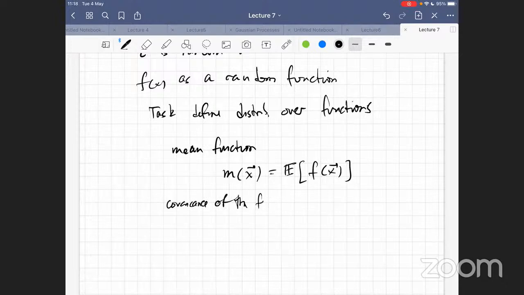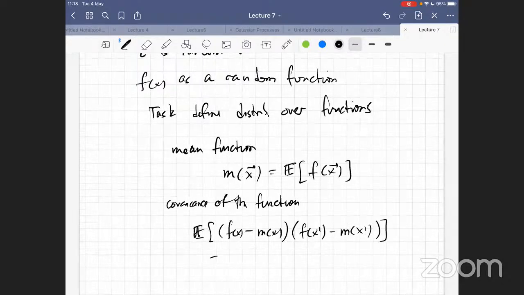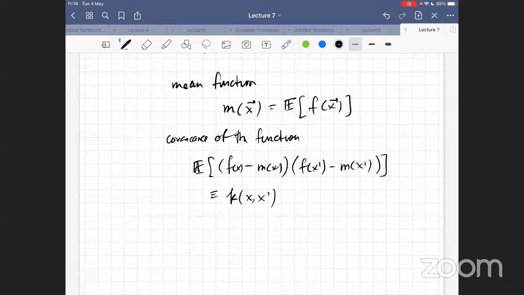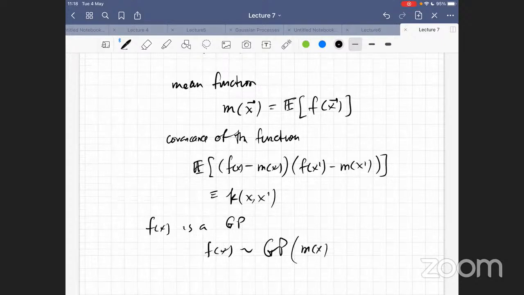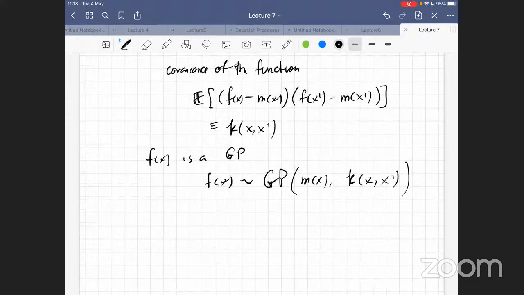The covariance of the function, which is just, I'm just applying the same definitions here that I applied for a random variable, now I apply for a random function. Let me call it k of x and x prime. Then it is said that the function is a Gaussian process, and it is written like GP with mean function and covariance function. Analogously to the case where you have a random variable following a normal distribution, or a Gaussian distribution, here our hypothesis is that this function is a Gaussian process.